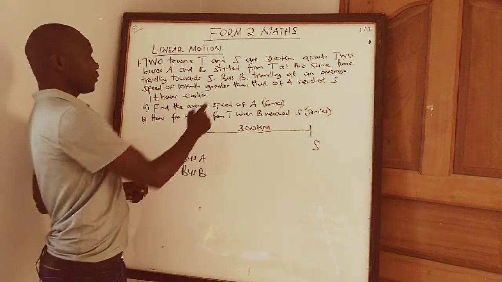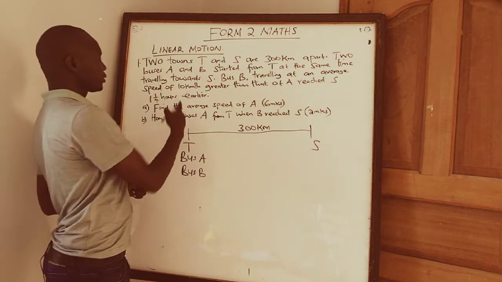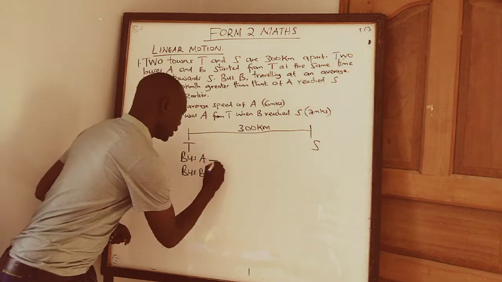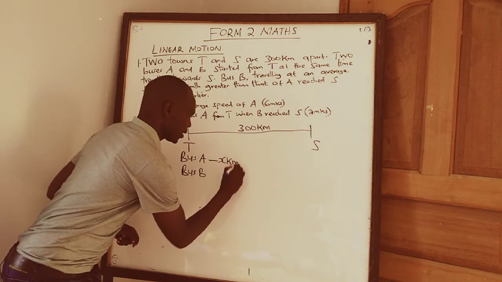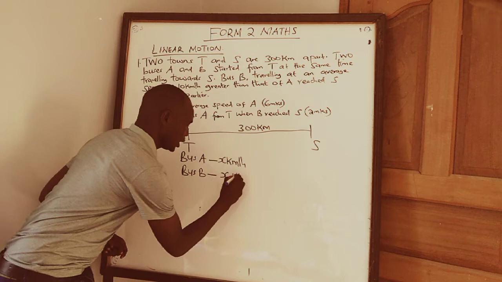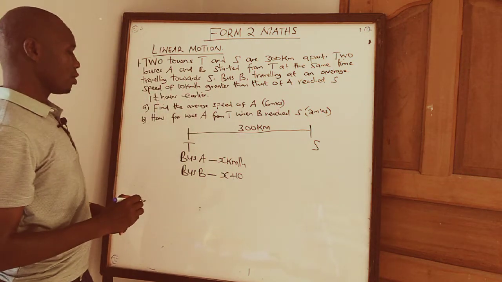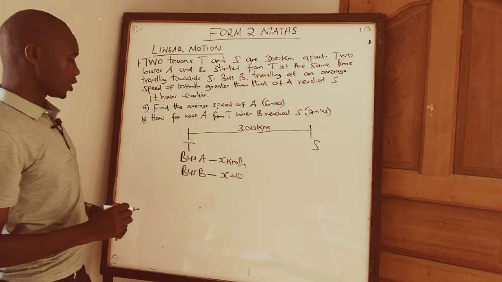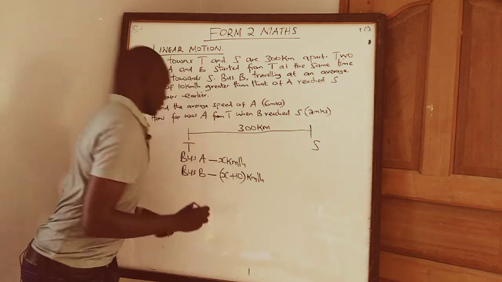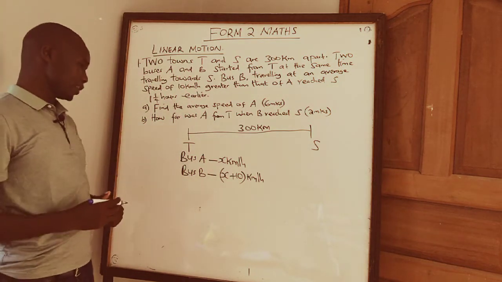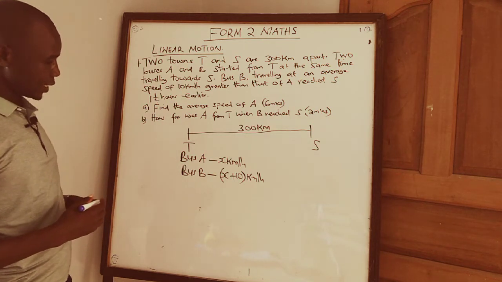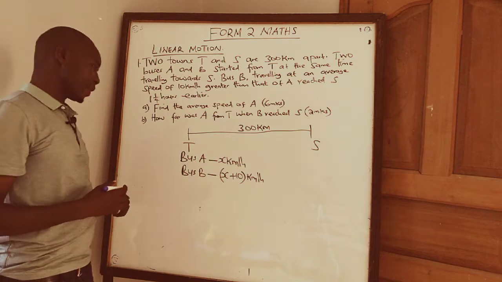We are told bus B is traveling at an average speed of 10 kilometers greater than that of A, meaning if A is traveling at X kilometers per hour, then B is traveling 10 kilometers more. That means the speed of B is going to be X plus 10, and this is kilometers per hour. Now we know the speed of A is X kilometers per hour. The speed of bus B is X plus 10 kilometers per hour.